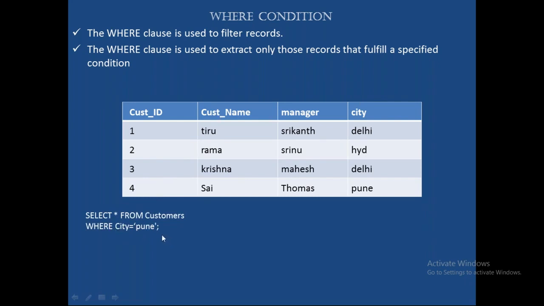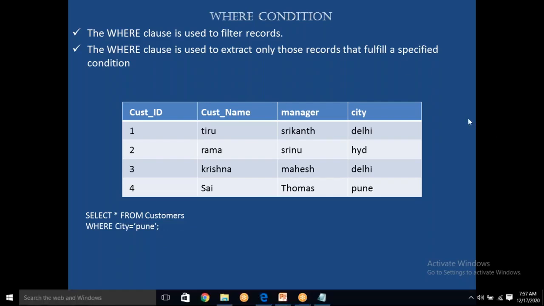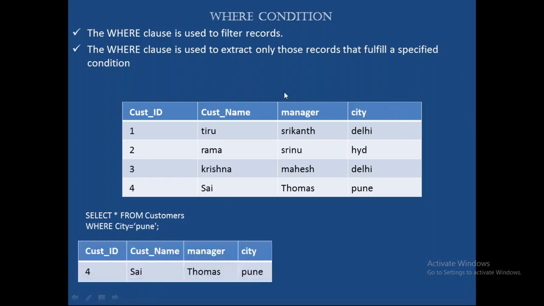Can you tell me what records I will get in my output? Fourth record. Very good. So I will get only the fourth record. Because out of all these, wherever city is Pune, this record is matching. So to select particular data, there are multiple ways you can just select the fourth record.